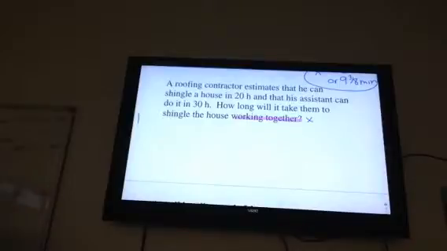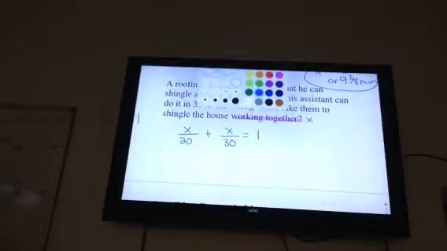So using my formula, time together over time alone of the contractor, 20, plus time together over time alone of the assistant, which is 30, equals 1, as in one complete job. Would it matter if you put like the 30 in the 20 spot? Nope.